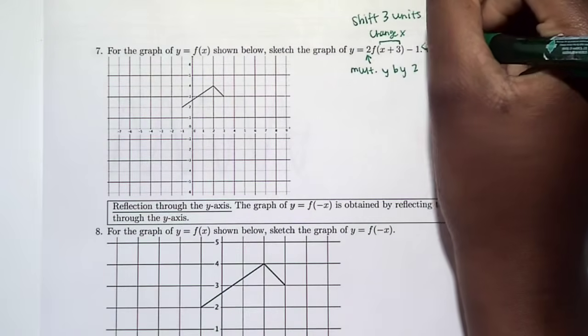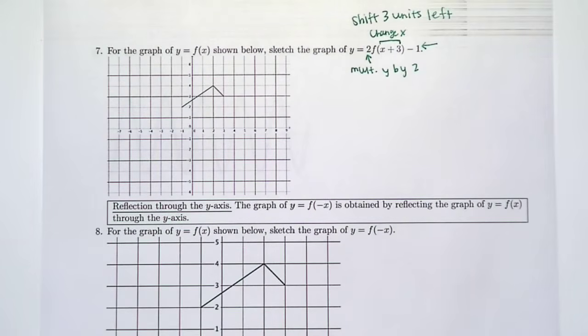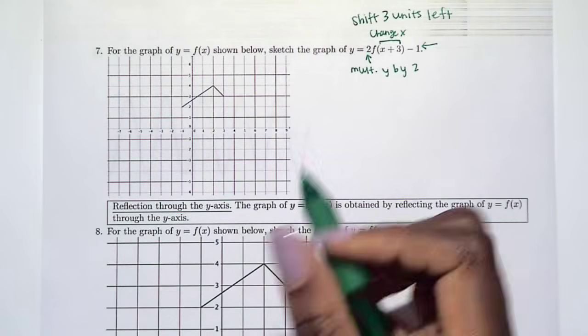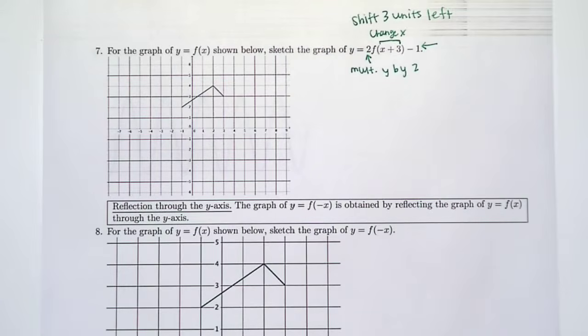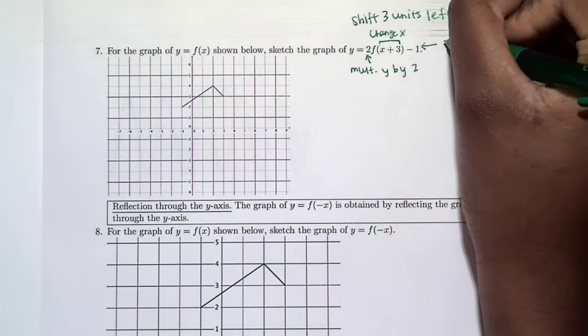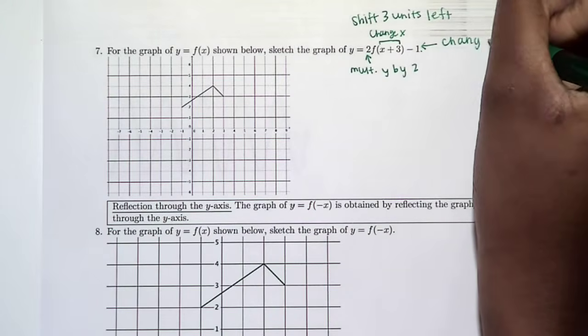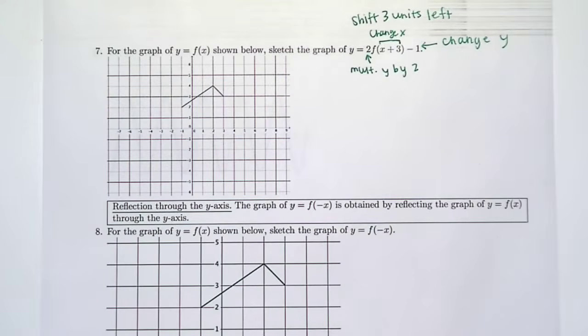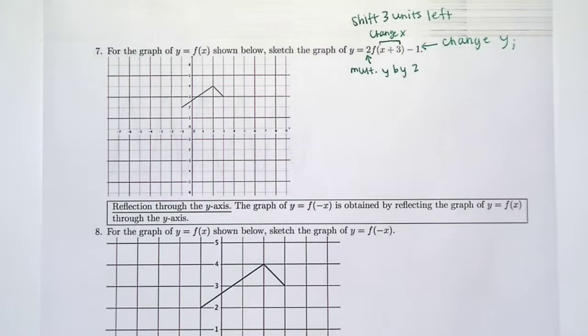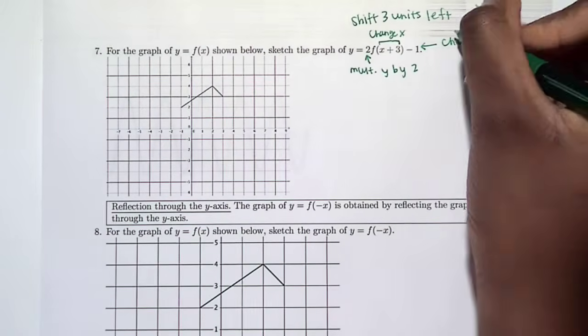And then finally, we have minus 1 right here. Are we changing the x value or the y value? Well, it's happening outside of the function, so it's happening to the function. So we're changing the y value. And how so? Well, it's going to shift down 1 unit.